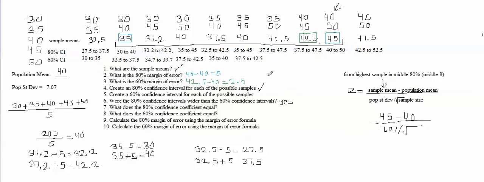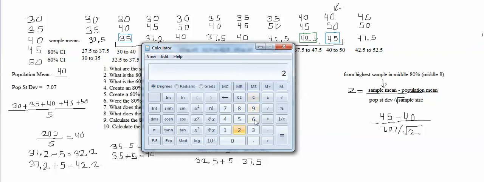What's our sample size? Well, each of our samples had 2 people. It's 1 and 2. This is 1 and 2. This is 1 and 2. So each of the 10 samples has 2 people. So it's a sample size of 2. Remember, these numbers weren't there at the beginning. We calculated these. So we need to calculate this. The square root of 2 is 1.41.